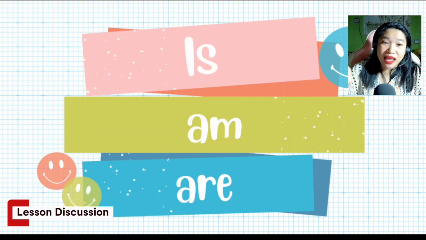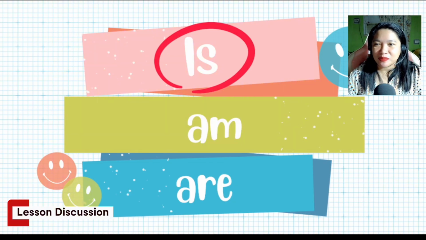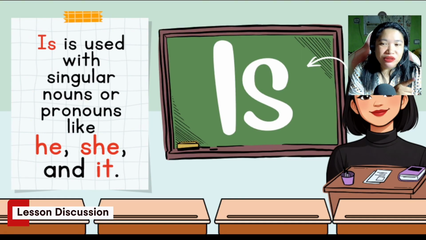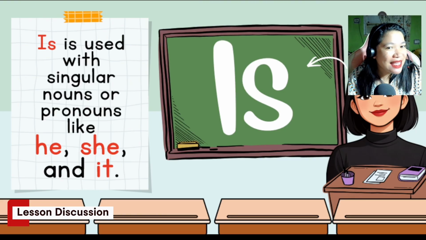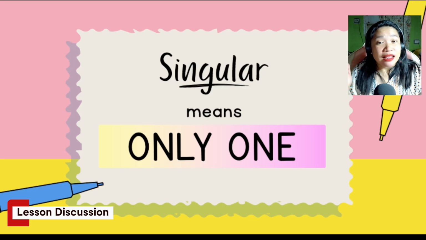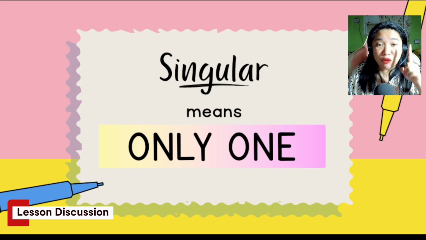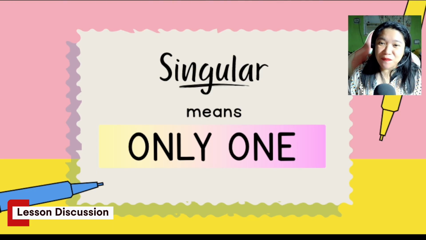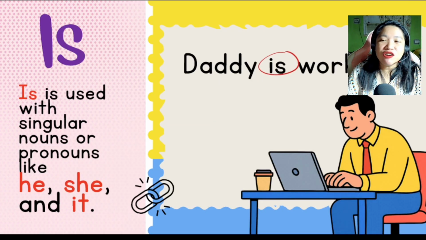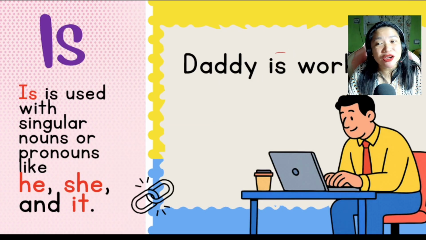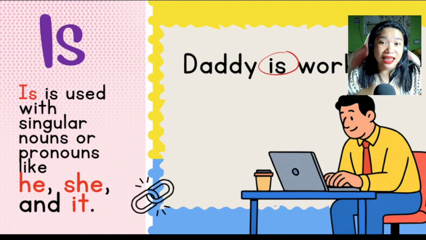Let's begin with is. Is is used with singular nouns and pronouns like he, she, and it. Again, he, she, and it. Singular means only one. Remember that. Here are the following examples to better understand the use of is in a sentence.